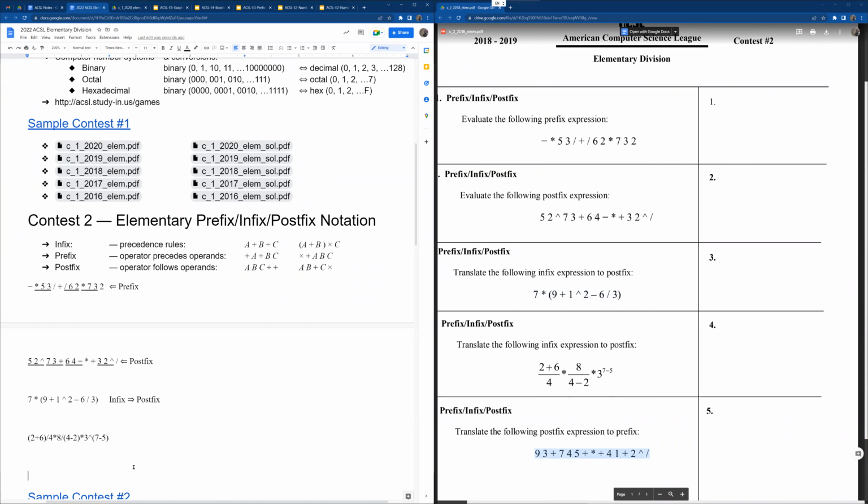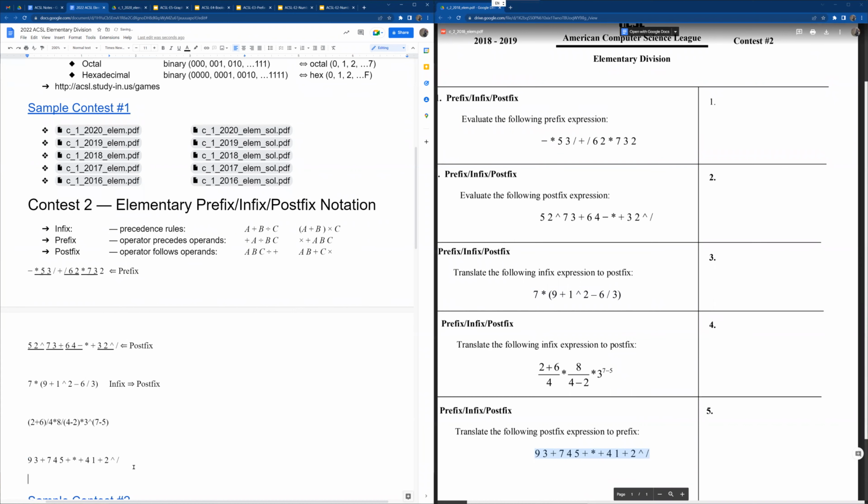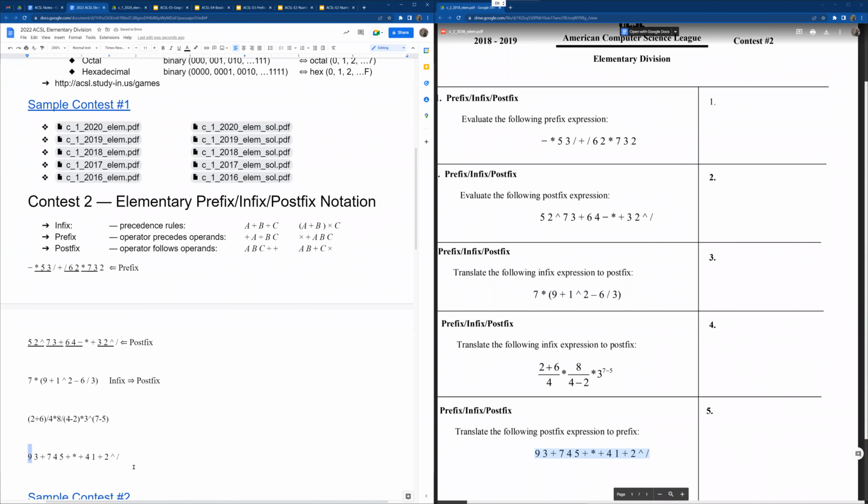Did I get it right? Wait, did I get it? Is that what you got? Is number 3 791 plus? No, because you gotta turn it into postfix, opening, closing parentheses, minus, this is power of, post. This is what I got.